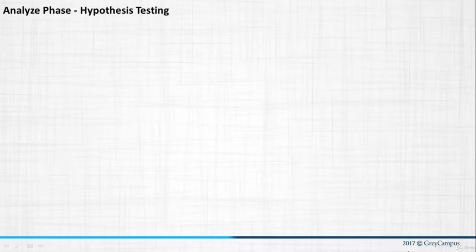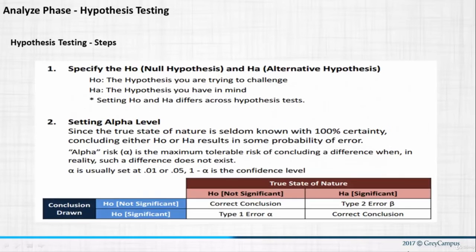There are 4 steps in hypothesis testing. The first step is to write the null and alternative hypothesis. I strongly suggest that you write them both in words and in mathematical formulas. It will help you later on.